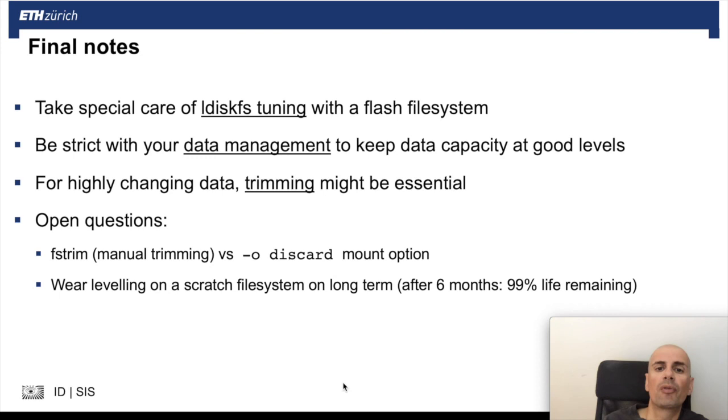There are also some other open questions, such as what we just discussed. Differences between running the manual trimming with fstrim or mounting with the synchronous discard mount option on the flash devices. I think that's an interesting conversation to have. I would be interested to hear from you. What do you think about the difference between these options, if you have actually tested them?